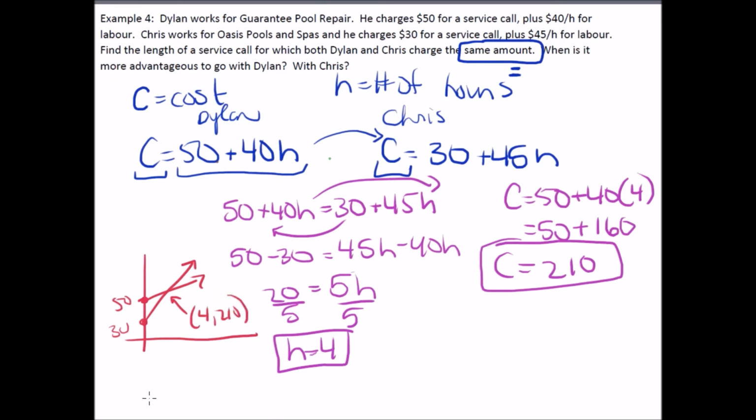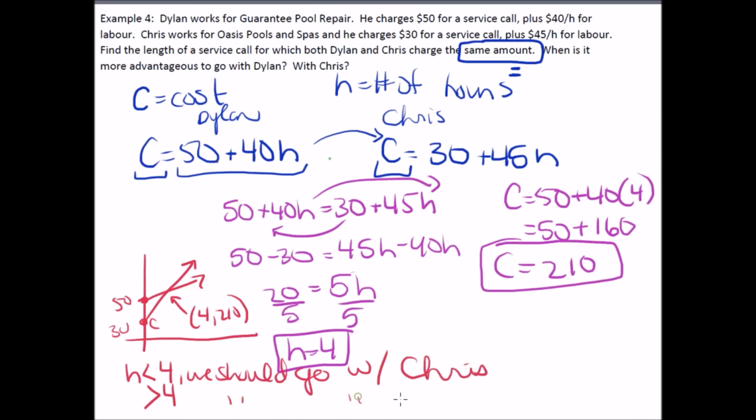So when the hours are less than 4, we should go with the 30, which is Chris. And when the hours are greater than 4, we should go with Dylan. When the hours are equal to 4, it doesn't matter.